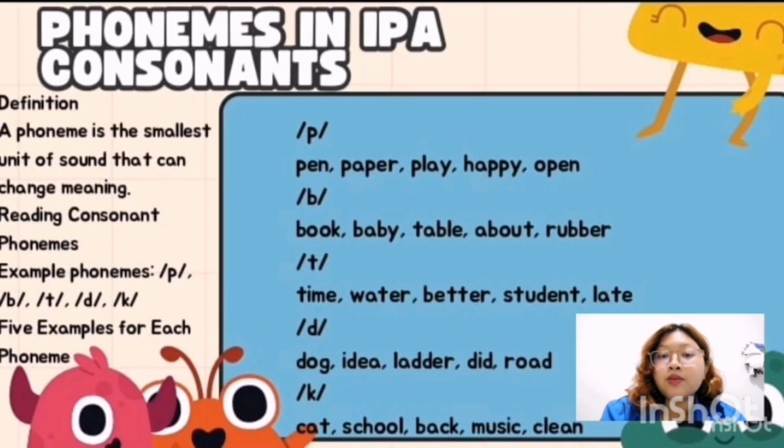And B is book, baby, table, about, rubber. And for T is time, water, better, students, and late. And for D, we start with dog, idea, leather, did, wrote. And with K, we start with cat, school, back, music, and cleaned.